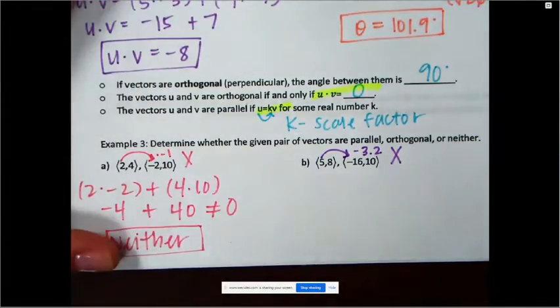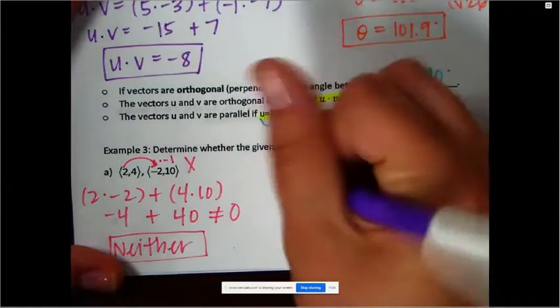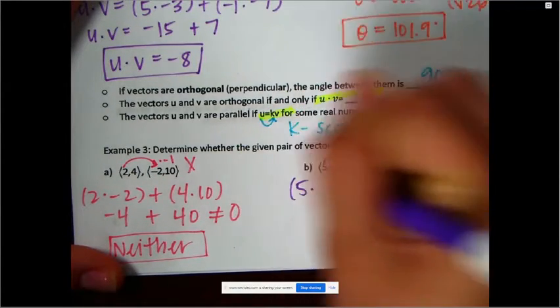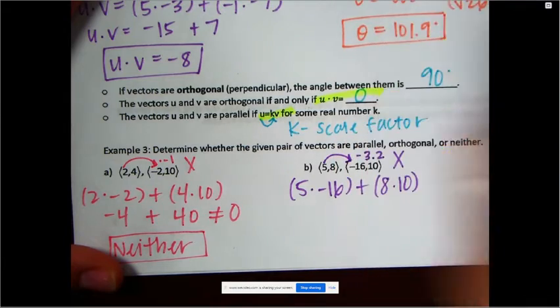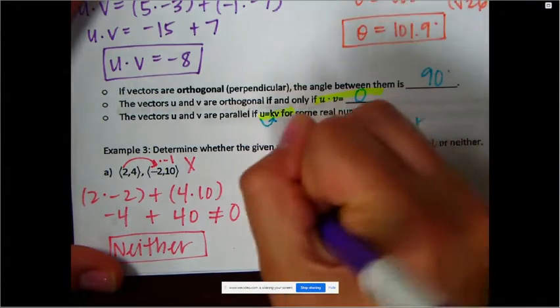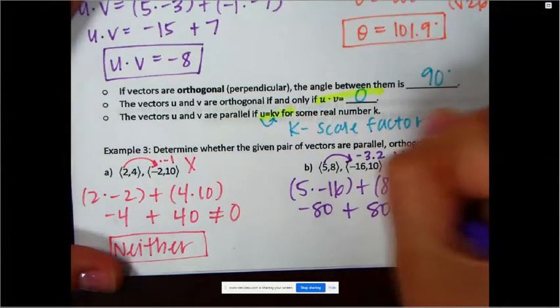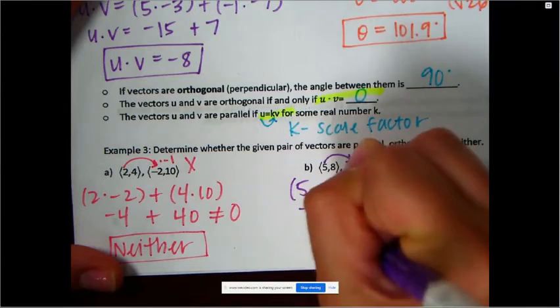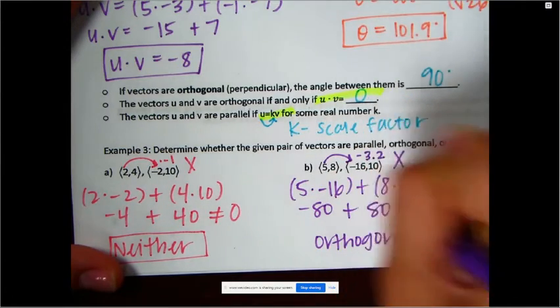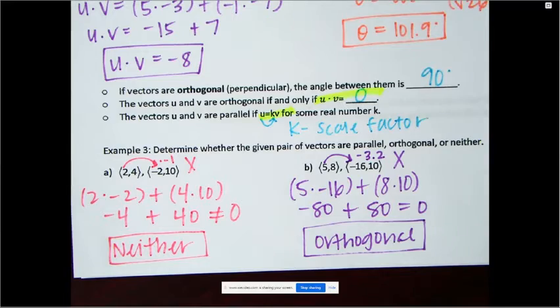So now let's check their dot product to see if it's 0, to see if it's orthogonal. So I have 5 times negative 16 plus 8 times 10. 5 and negative 16 is negative 80. 8 times 10 is 80. Oh my gosh, that's 0. Therefore, these are orthogonal, aka perpendicular. Woohoo! Okay, last one.